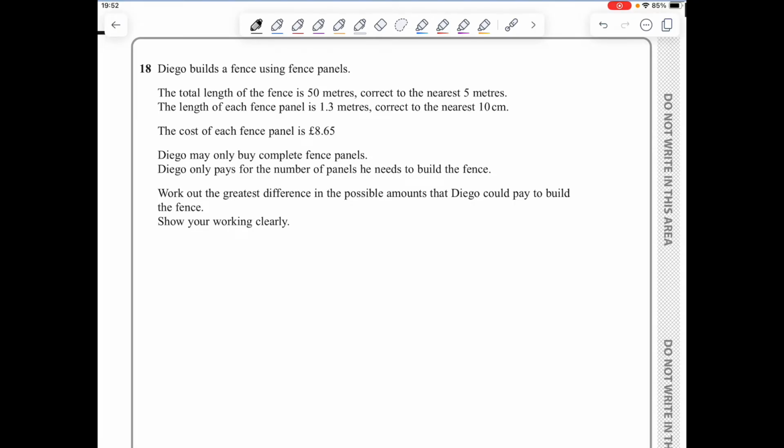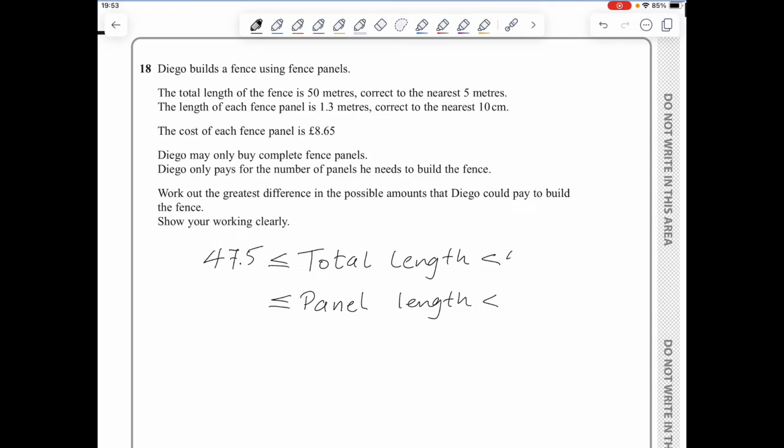For question 18, I'll need to find the lower and upper bounds for the total length and for the panel length. The total length is equal to 50 meters, correct to the nearest 5 meters. So I'm going to take the 50 plus or minus half of 5, that's 2.5, and find the two bounds. So I get 47.5 and 52.5 meters.